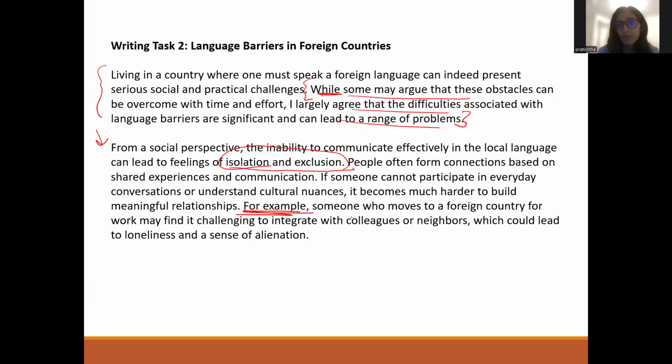For example, someone who moved to a foreign country for work may find it challenging to integrate with colleagues or neighbors, which could lead to loneliness and a sense of alienation. Right. So again, if you are not connected with someone, with their culture, with their language, how they speak, it can often lead to alienation.